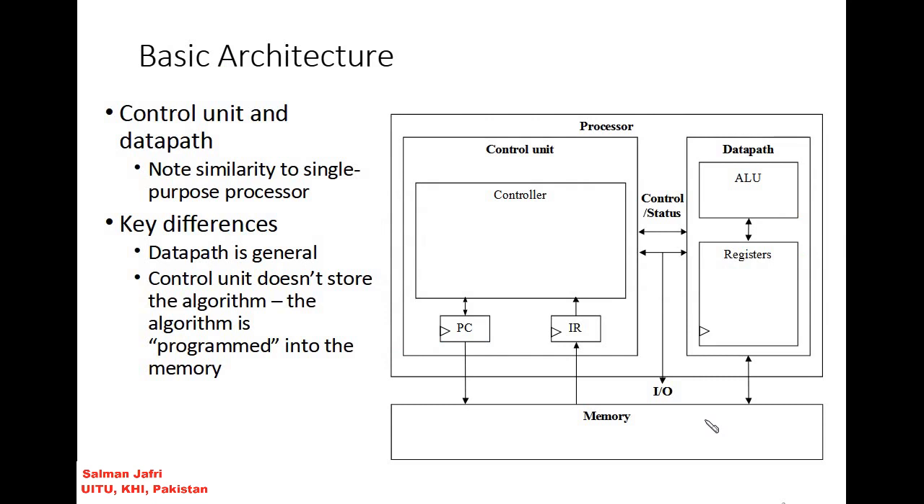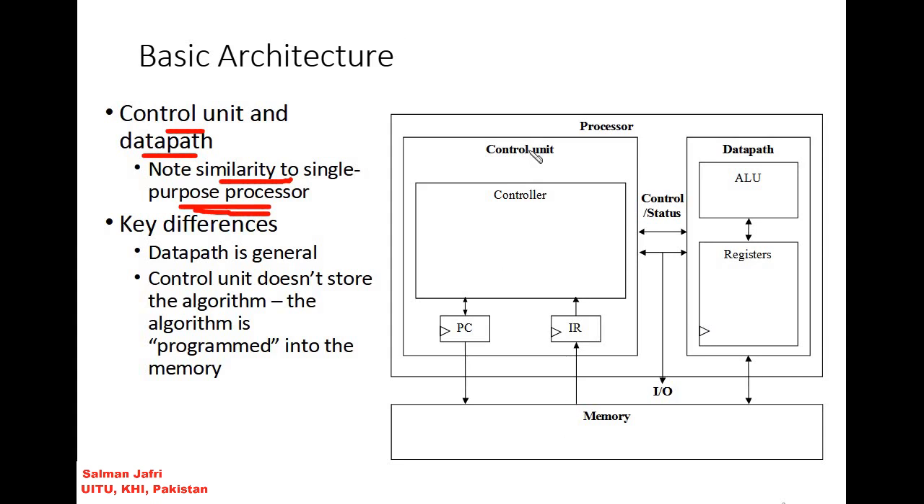Let's now look at the basic architecture of a general purpose processor. Again, as I stated before, any processor consists of two principal components, the controller and the data path, right? So what are the two parts of a processor? Controller and the data path. So control unit and data path. We note the similarity to a single purpose processor, right? A single purpose processor also consists of two units, controller and the data path.